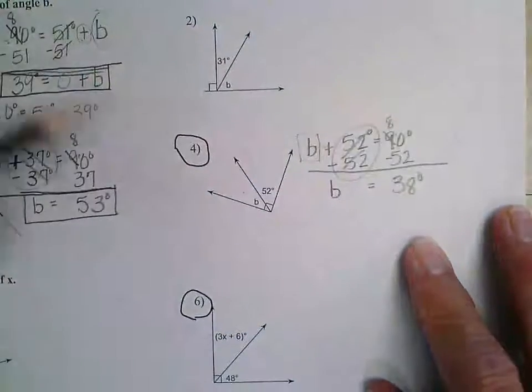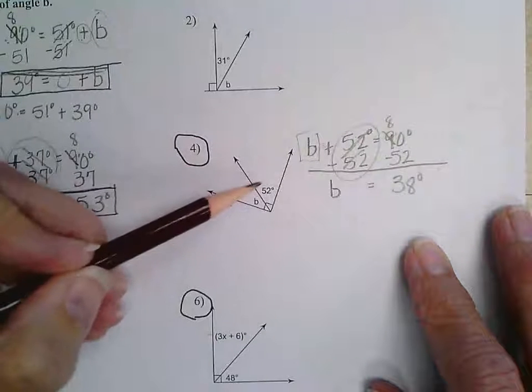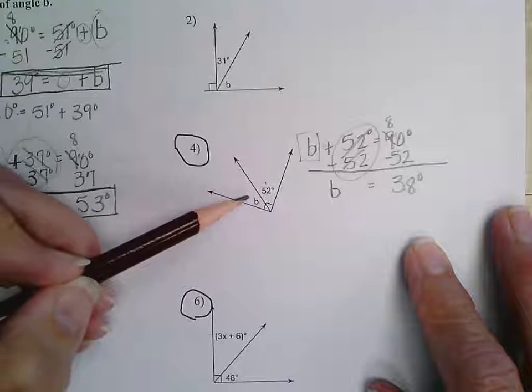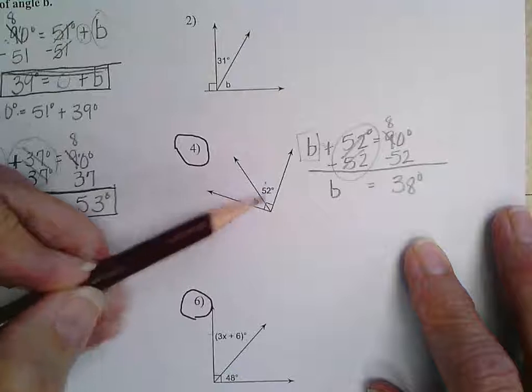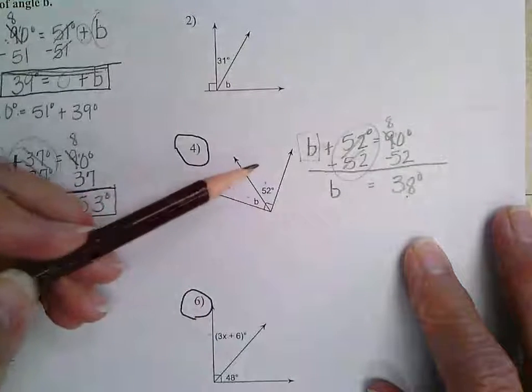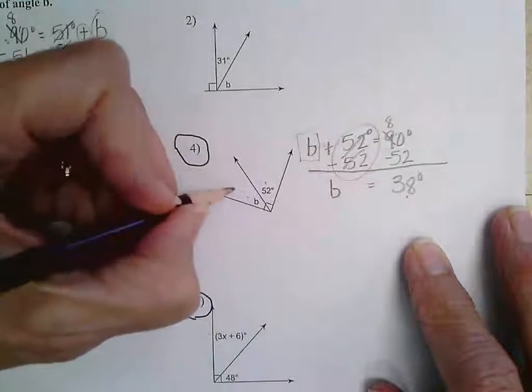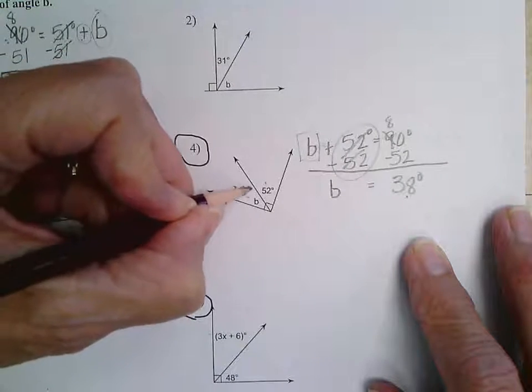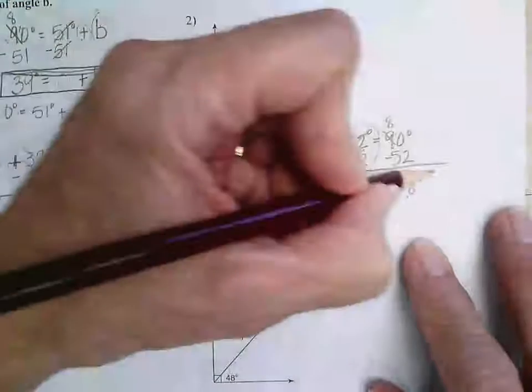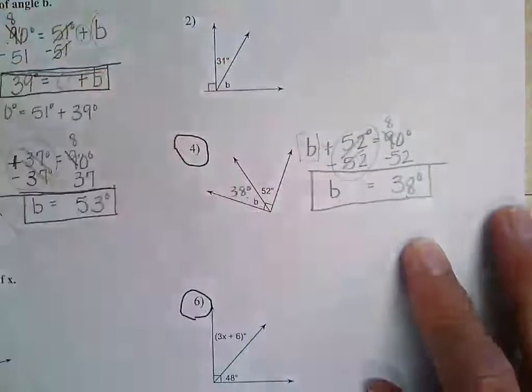38 degrees. When I look at my picture, I can see this is 52. This angle looks smaller. 38 is smaller than 52. And when I add them together, I do get 90 degrees.